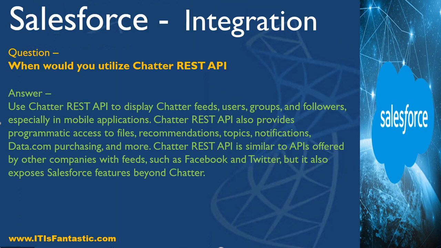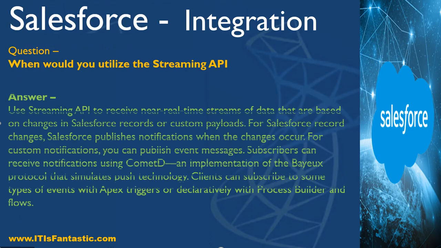When would you utilize the Chatter REST API? We use the Chatter REST API to display chatter feeds, users, groups, and followers, especially in mobile applications. When would you utilize the Streaming API? We use the Streaming API to receive near real-time streams of data that are based on changes in Salesforce records or custom payloads.